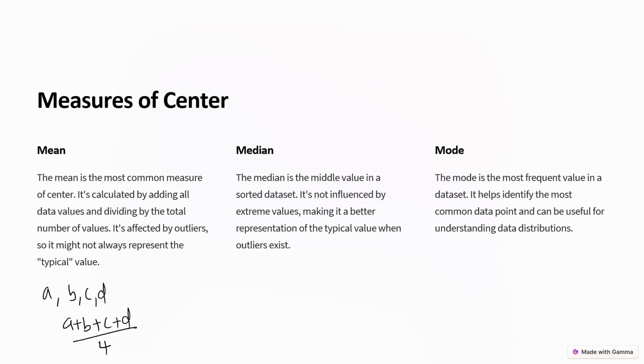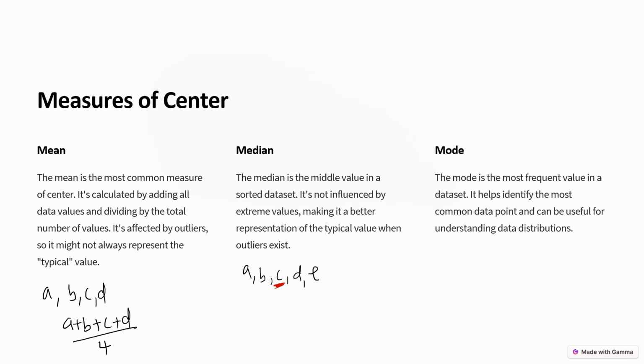Secondly, we have the median. The median is the middle value in a sorted data set. So the first thing you have to do before you use the median is to sort your data set. It can be in decreasing order or in increasing order. For example, you can have A, B, C, D, E. Then you look for the middle value, which is going to be C, and this is going to be your median.